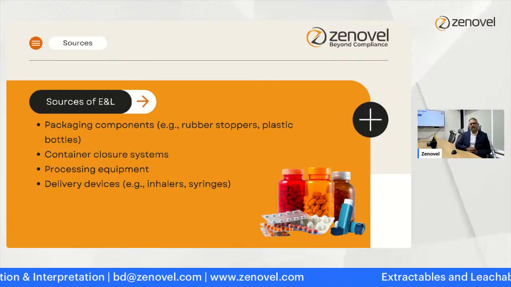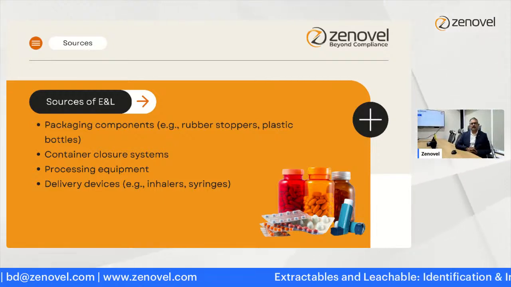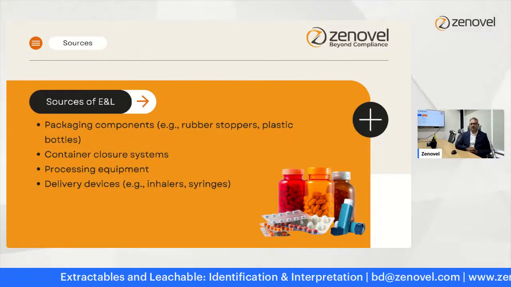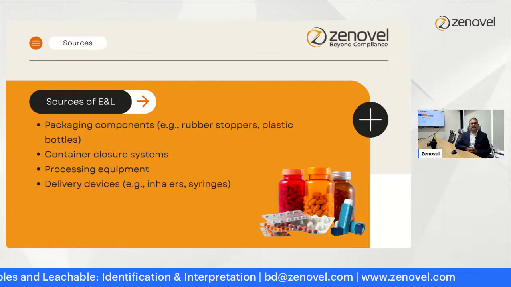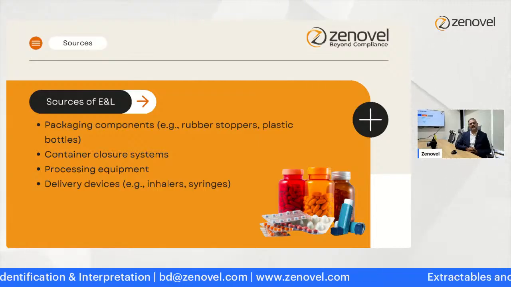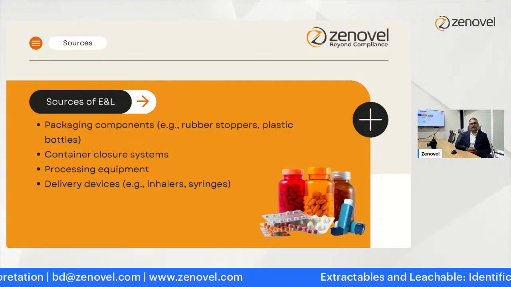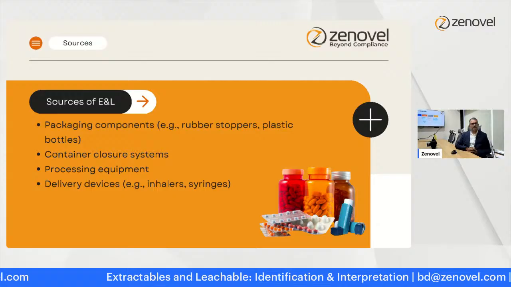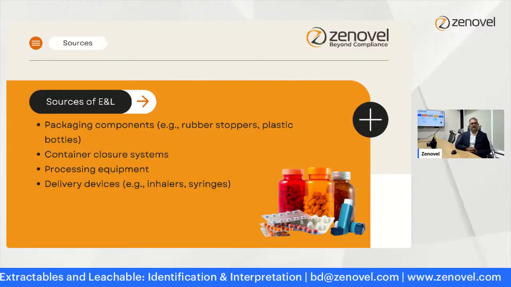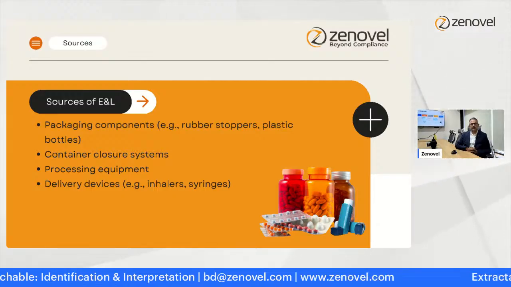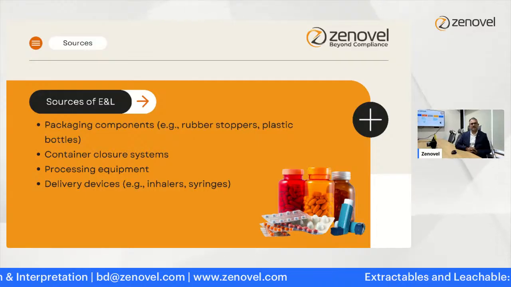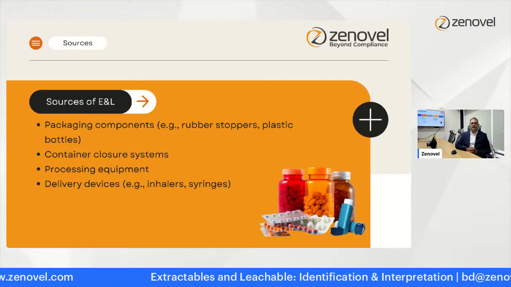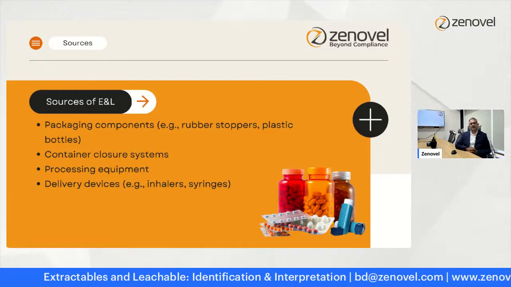We have already discussed the container closure system, which is one source of extractables and leachables. First and most important are packaging components, for example rubber stoppers, plastic bottles, and glass bottles, which are used for the packaging of a drug product. The second one is the container closure system. Even processing equipment can also contribute extractables and leachables. And delivery devices like inhalers and syringes can be a potential source for extractables and leachables.